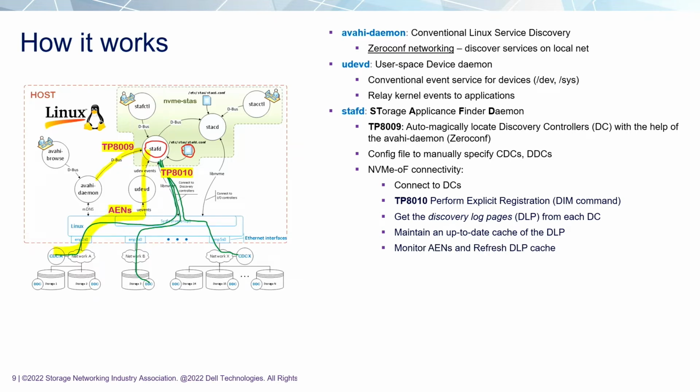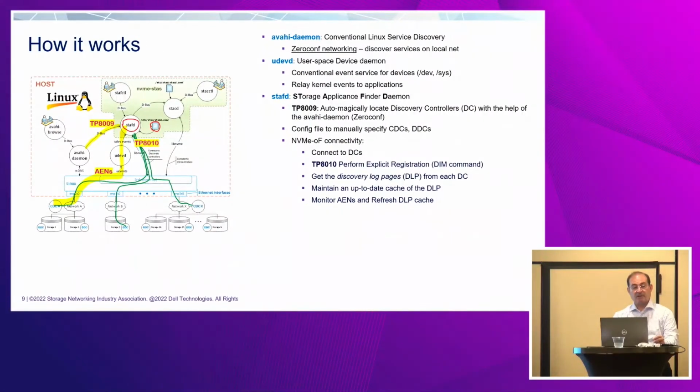Anytime an AEN is received by a discovery controller, staffd again is the daemon that will issue another get discovery log page to refresh the list of discovery log page entries coming from that specific discovery controller. So again, the purpose of staffd, Storage Appliance Finder daemon, is really to keep a list of discovery log page entries that are actual and current for this host, and are describing NVM subsystem or I/O controllers, basically, to which this host can connect or can be connected.